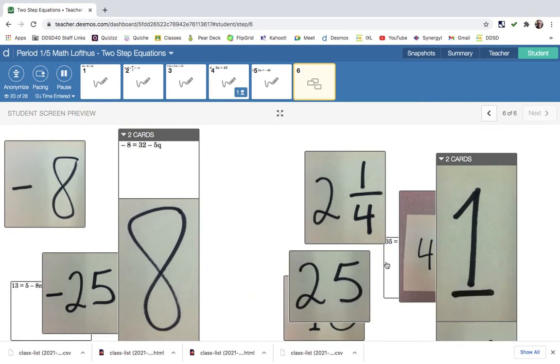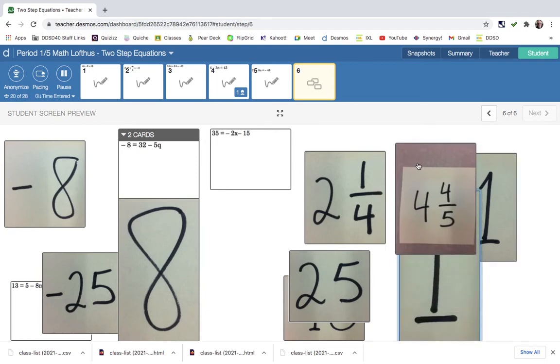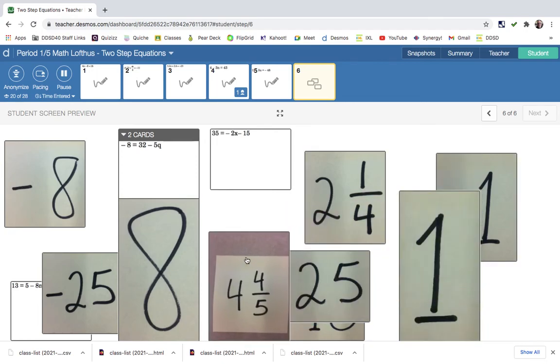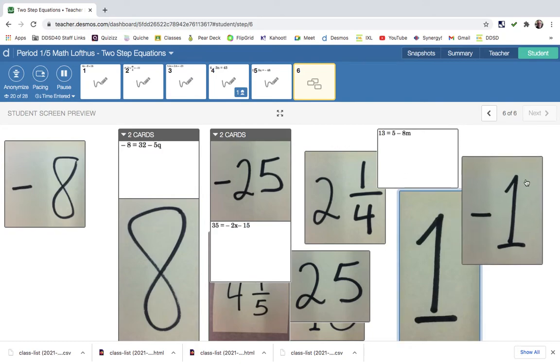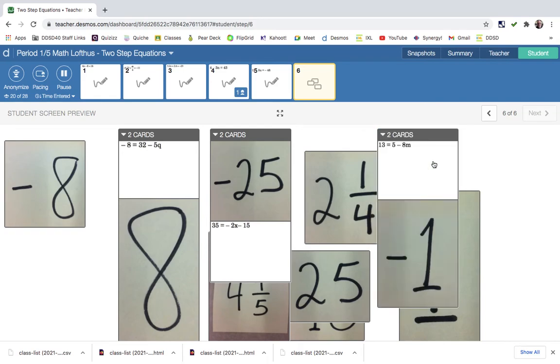And on the next one, try not to stack the answer key cards like that right there. Try to have them separate. We're going to add 15 to get 50 and divide by negative 2 to get negative 25. And then the last problem is we're going to subtract 5 and then divide by negative 8 to get a negative 1 on that. And that's the answer key for week 14 Desmos two-step equations.